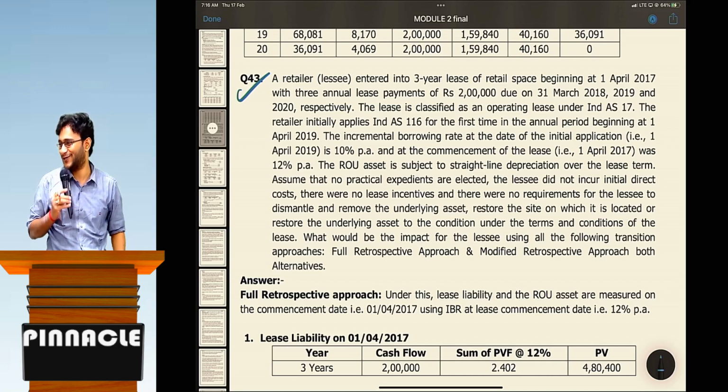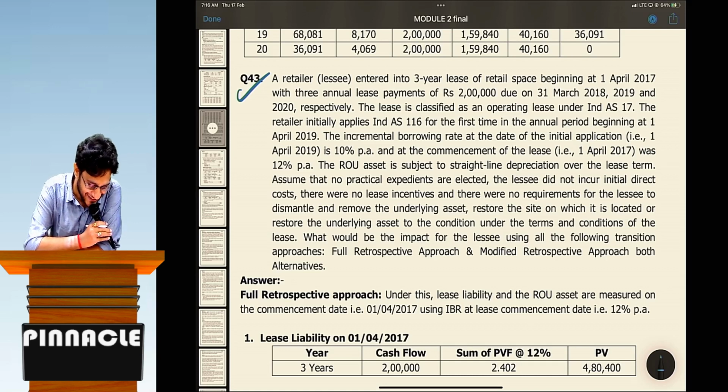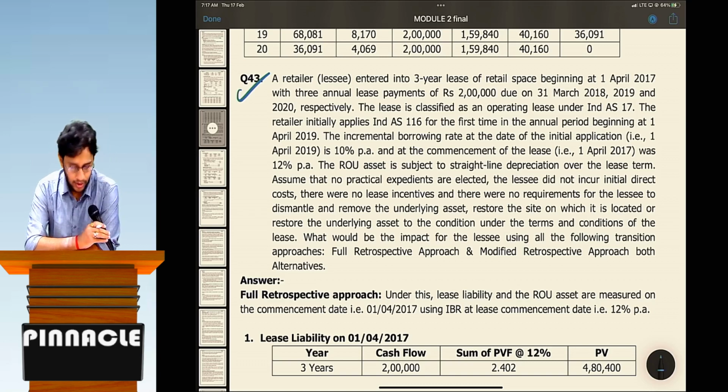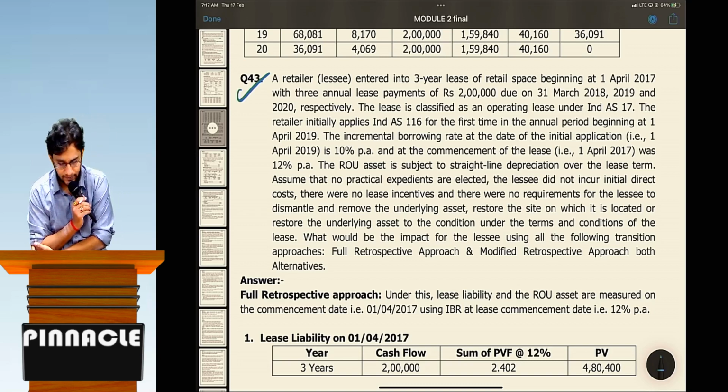And then a retailer lessee entered into a 3 years lease of retail space beginning on 1st April 2017 with 3 annual lease payments of 2 lakhs rupees due on 31st March 18, 19 and 2020 respectively. So it's a 3-year lease basically. The lease is classified as an operating lease under IND AS 17.